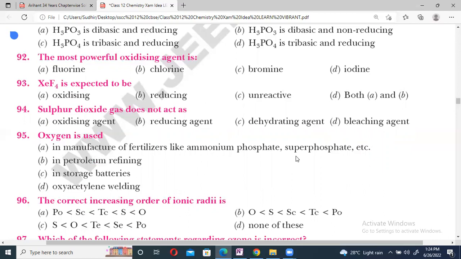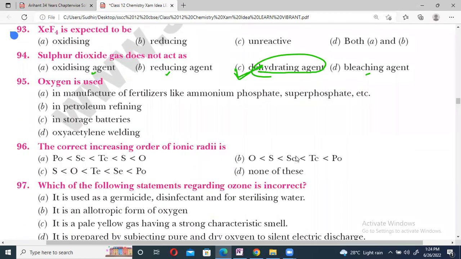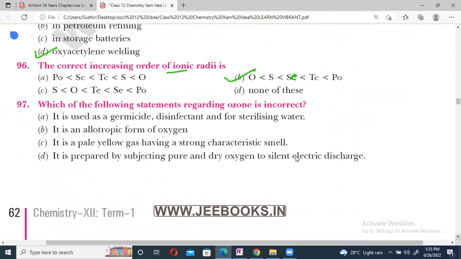94. Sulfur dioxide does not act as a dehydrating agent. Yes, it acts as a reducing agent, as an oxidizing agent, as a bleaching agent, but does not act as a dehydrating agent. Oxygen is used in oxyacetylene welding. Then ionic radii of oxygen, sulfur, selenium, tellurium and polonium: atomic radii increase down the group.